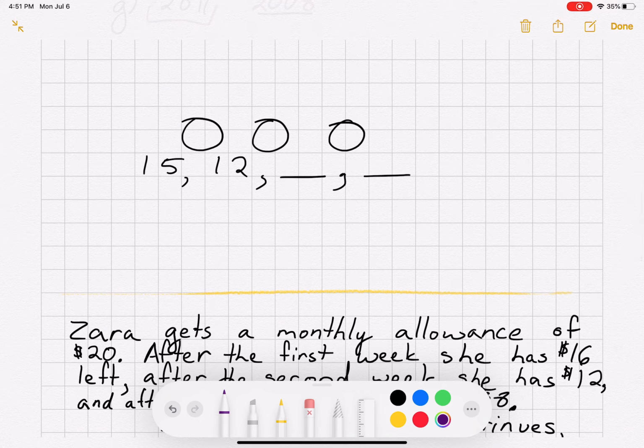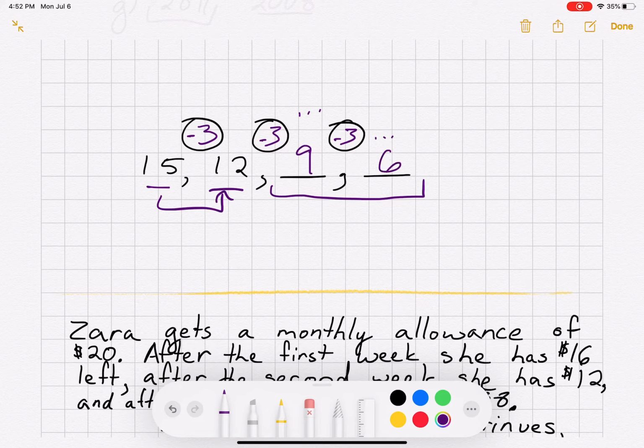Okay, what is the difference between the numbers 15 and 12? Yeah, so it's 3, but is it getting bigger or smaller? It's getting smaller. So the sequence here is going to be subtraction all the way across, and the difference between the numbers is going to be 3. So what would these next numbers be? Pause the video and figure them out. So it's 12, 11, 10, 9, and 9, 8, 7, 6, right?